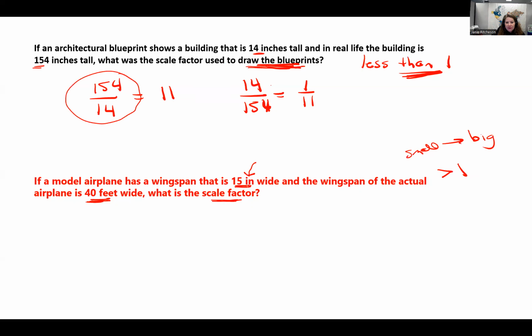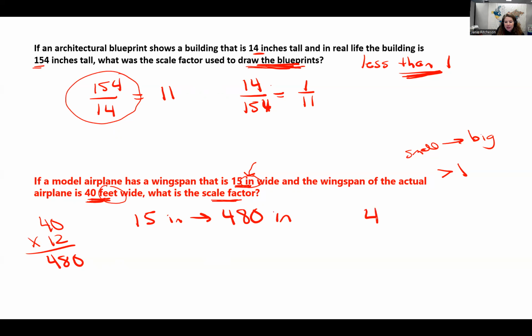So if we have a little bitty 15-inch wide wingspan, we're going to have to convert 40 feet into how many inches? If we're using inches here, we have to turn this into inches. How many inches are in a foot? 12. So 40 times 12 is 480. So now we're comparing 15 inches to 480 inches.